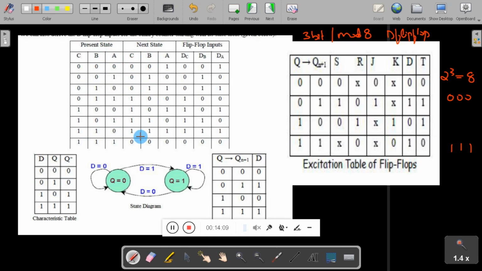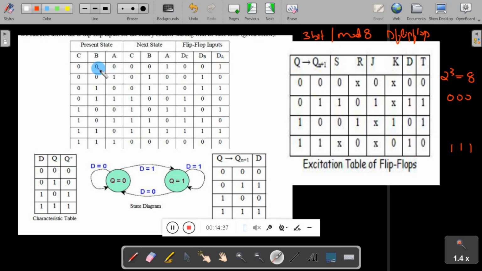Once this is done, you need to define the input to the D flip-flops. The inputs are DA, DB and DC. We will see now bit by bit. The present state is 0, that you will consider as the bit A. Present state is 0, next state is 1. So we will see the table. Present state is 0, next state is 1, the corresponding value of D is 1.